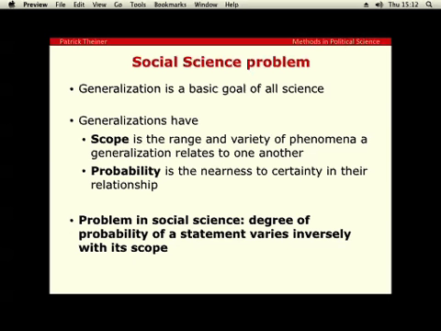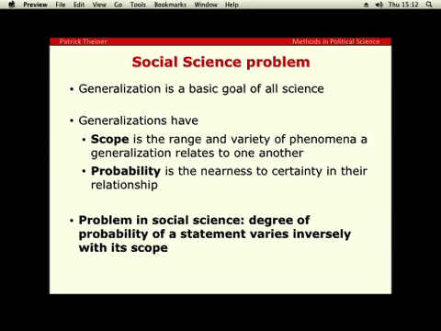In the social sciences, we have a little saying that the degree of probability of a statement varies inversely with its scope. In other words, the more of the world I'm trying to explain, the less certain I am that that's really true. So for example, if I look at a random person here and I see someone in a green sweater, and I try to generalize, I guess all Trinity students are wearing green sweaters on a Thursday, you can see that generalization is not going to go far, okay?